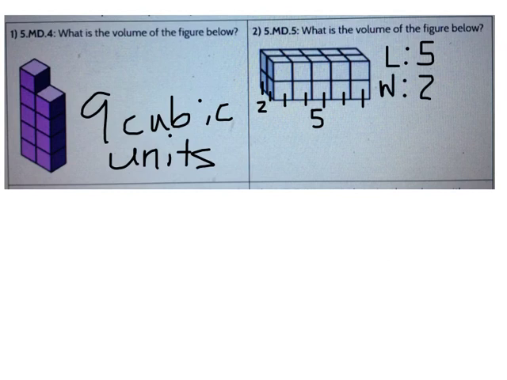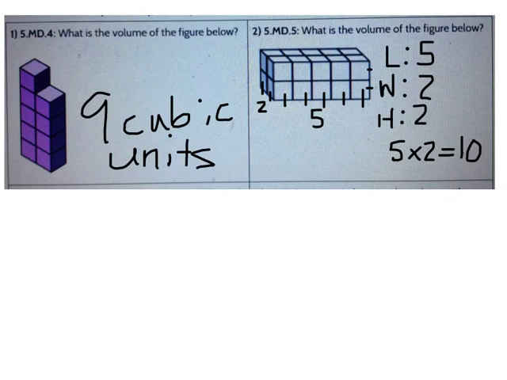I can multiply those to find the number of cubes on the bottom layer. What's 5 times 2? 5 times 2 is 10. Now I need to find the height. How many layers are there? What's the height? The height is 1, 2.